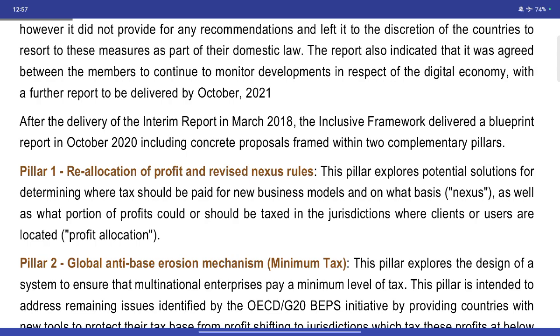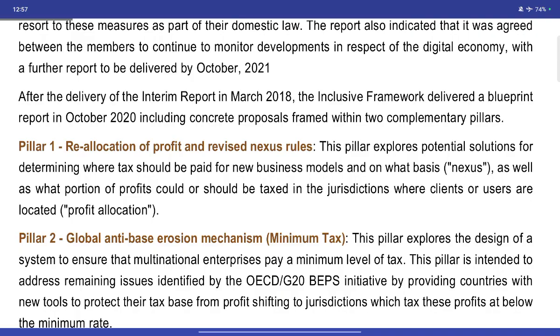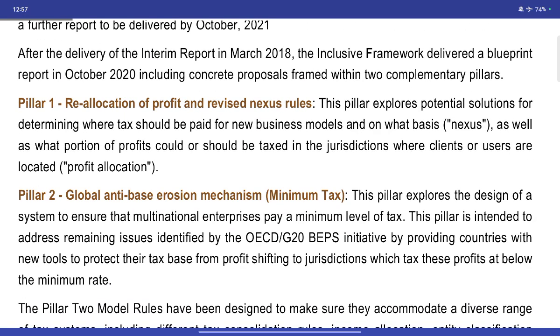After the delivery of the interim report of March 2018, the Inclusive Framework delivered a blueprint report in October 2020, which includes a concrete proposal framework for two complementary pillars: Pillar 1 and Pillar 2. Pillar 1: reallocation of profit and revised nexus rules. Pillar 2: global anti-base erosion mechanism, minimum tax. Pillar 1 is the reallocation of profit and revised nexus rules.